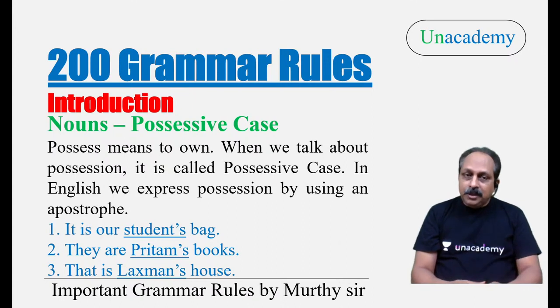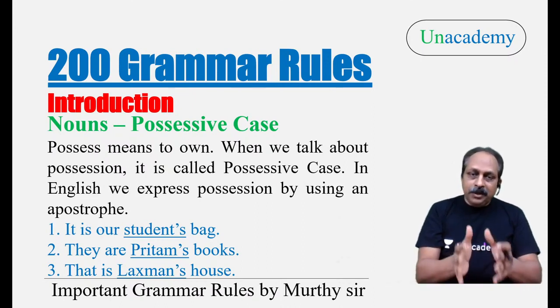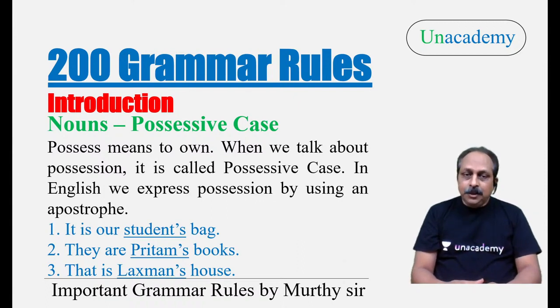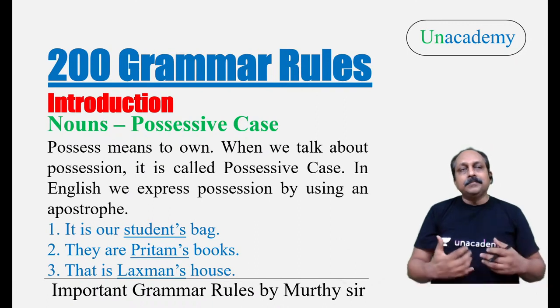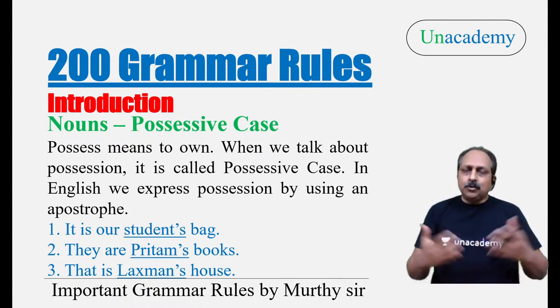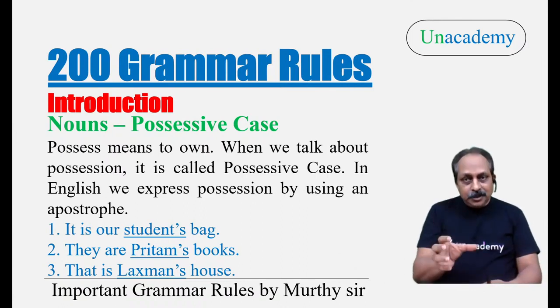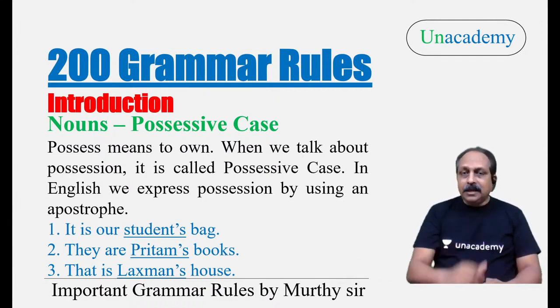When we talk about possession, it is called possessive case. In English, we express possession by using an apostrophe. Now comes a question. We talk about our possessions. We have so many possessions. We own so many things. When we talk about our possessions, we use the word possessive case. In English, how do we express possession? By using an apostrophe. Now look at the examples.